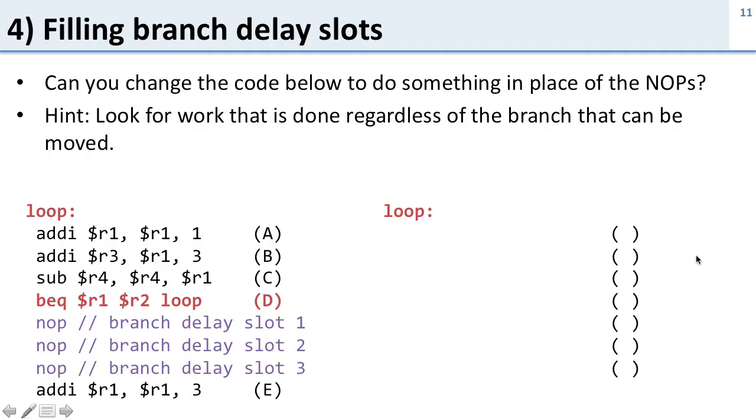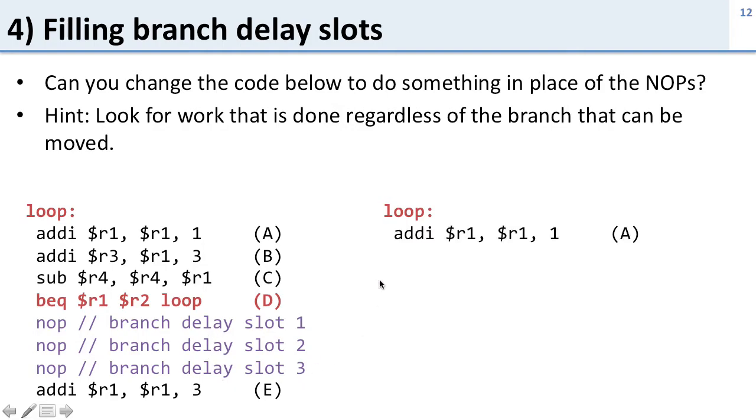Now let's talk about filling branch delay slots. So here's some code, and we've got a bunch of branch delay slots in here. So we're doing some addition, some subtraction, then we're doing this branch. Then we put in 3 branch delay slots here because we've got all these delay slots. We can't do anything here because we have to wait for the branch to resolve. So can we change the way the code is written here to get rid of as many of these, or to do something useful there?